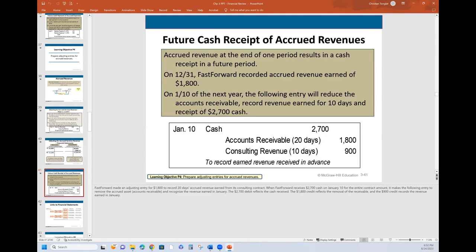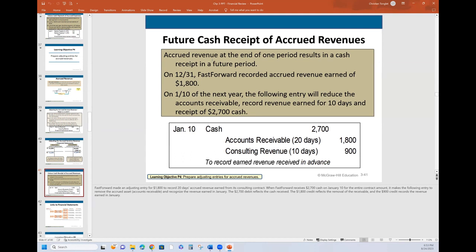Okay, so now we're looking at when they pay this in the future, not only for what we did in the past, but now what we've done in the current quarter. So we have the accrued revenue at the end of one period, which results in cash, plus we also have the one that we had done the last month. So on 12/31, they record the accrued revenue earned of $1,800. So we did that. Now on the 10th of January, we receive the cash. And we're going to record the cash for the 10 days that we've provided the consulting revenue. 20 days was already recorded in the previous year.